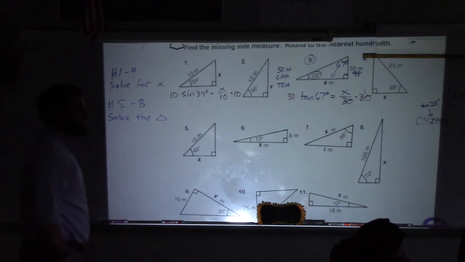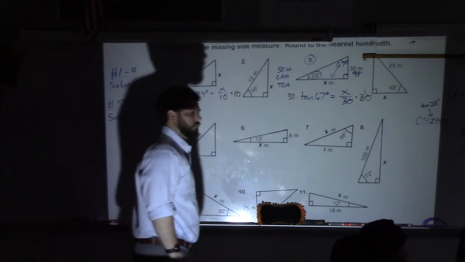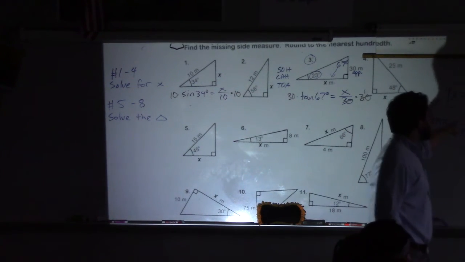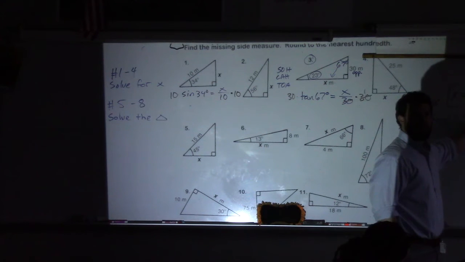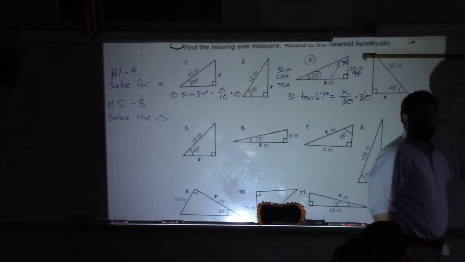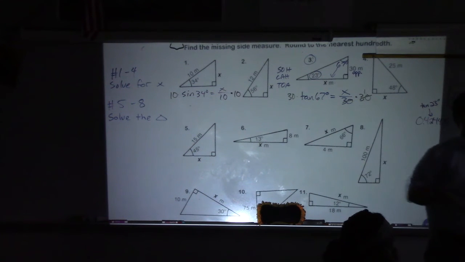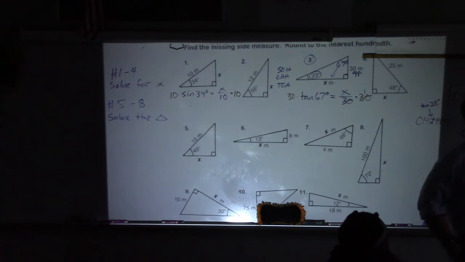30 times the tangent of 67. Wait, 70.675, like the same as this one? So tell me, was this easier or was the other way easier? That other way. This one was a lot easier, wasn't it?